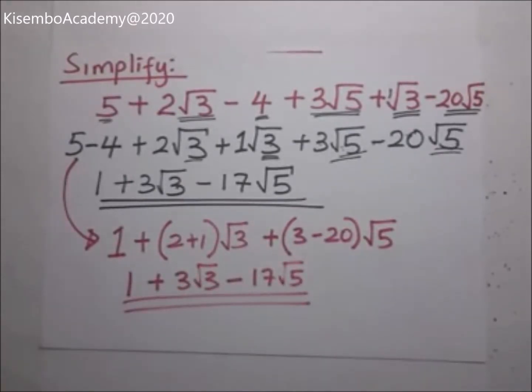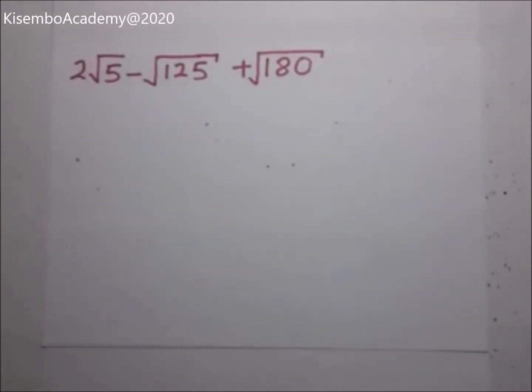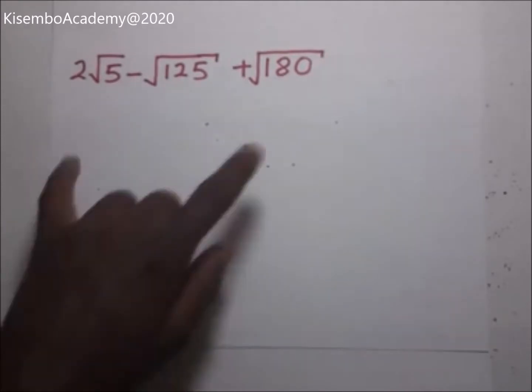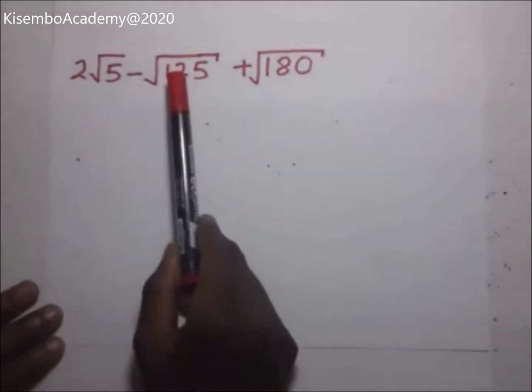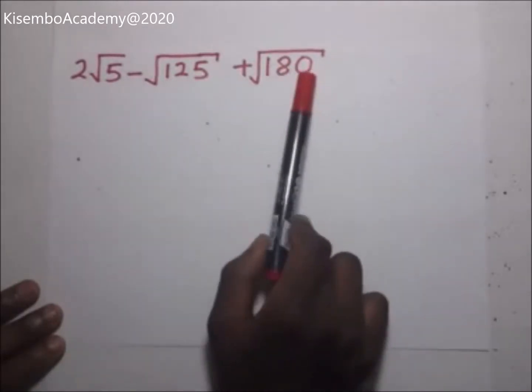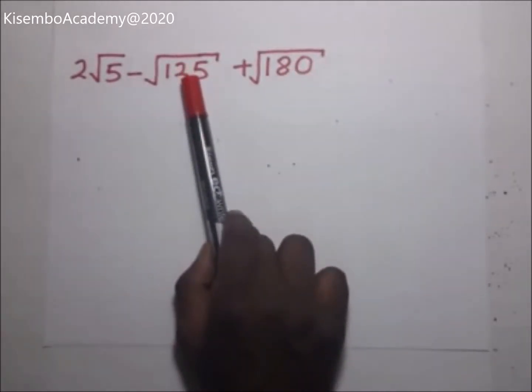You'd still get the same answer. So we'll go ahead and evaluate them. In numbers like these, the surds we are dealing with are supposed to be simplified to their simplest form. If you look at 125 here, it is the same as saying 25 times 5.